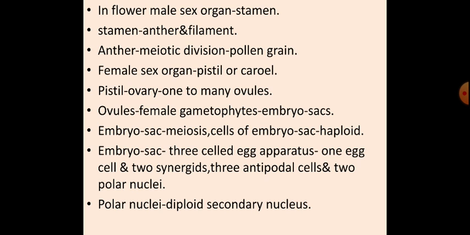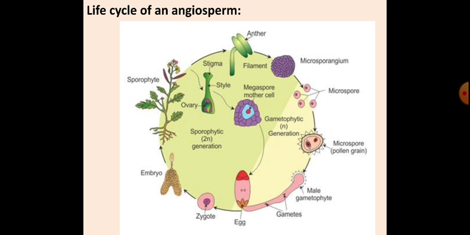The stamen is divided into two parts. It consists of a thin, slender filament, and the anther at the tip. You can see in the first diagram the anther, a bilobed, two-lobed structure, and a stem-like structure called the filament. This anther will undergo meiotic cell division and produce pollen grains.